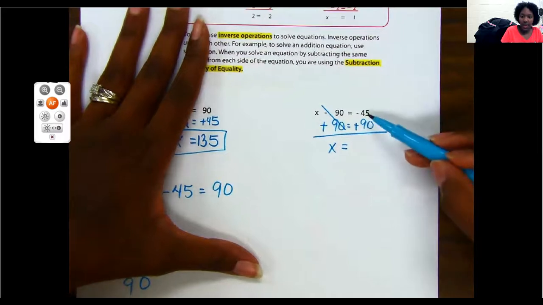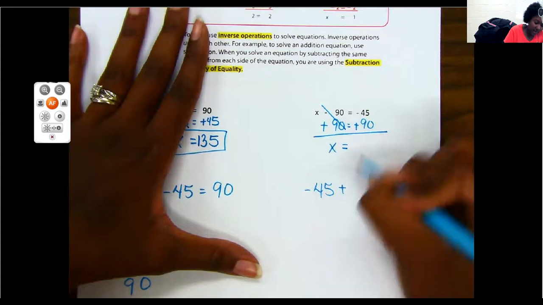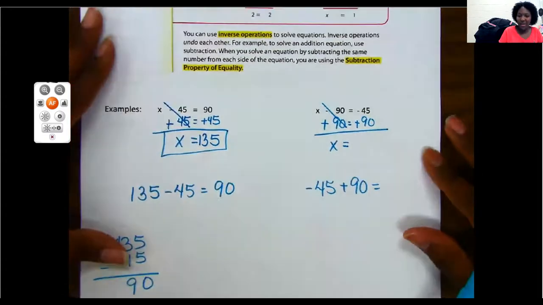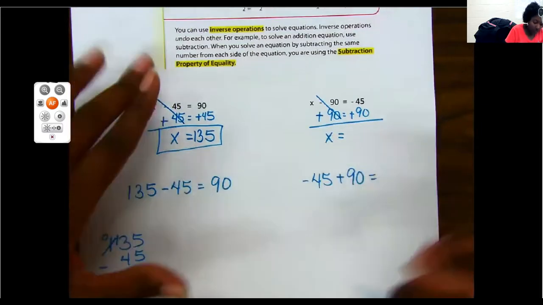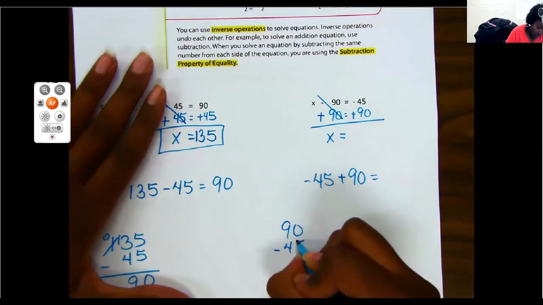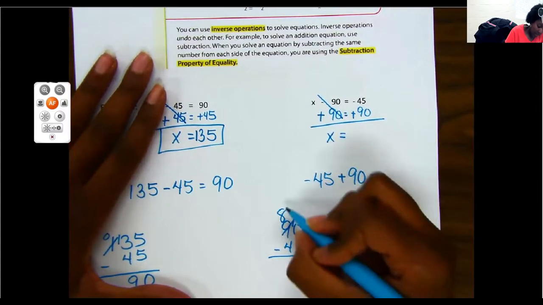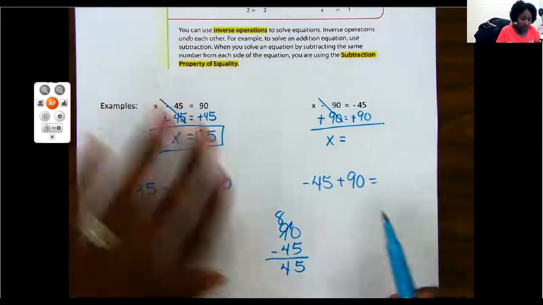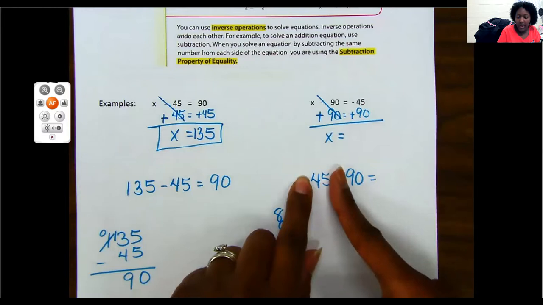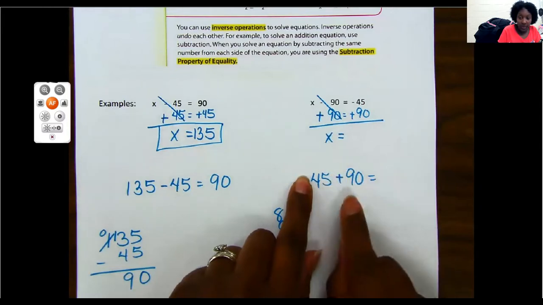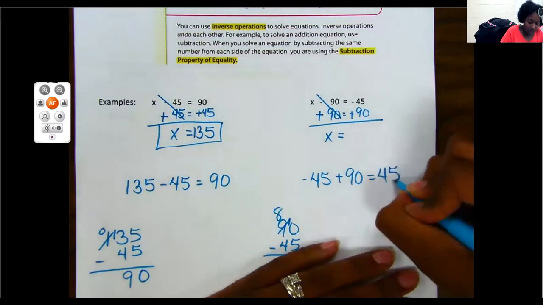Okay. Now over here, we have a negative 45 and a positive 90. Sorry, guys, I keep saying 45. All right. They have different signs. Because they have different signs, I need to subtract them. Gotta borrow 10 from 5, and then 8 minus 4 is 4. I'm going to ignore the signs in front of them and just look at the numbers. 90 is bigger, so that means I'm going to keep the sign in front of it, which is a positive. So that means this 45 is positive.